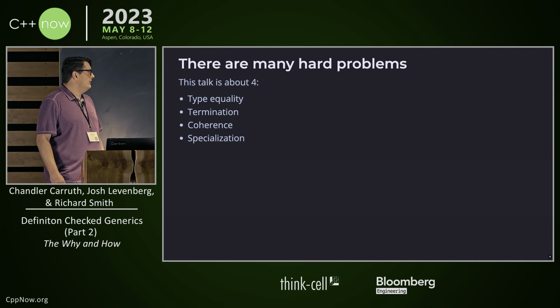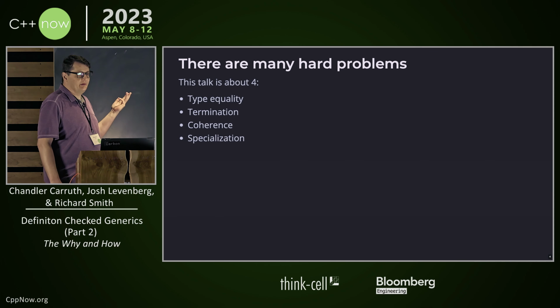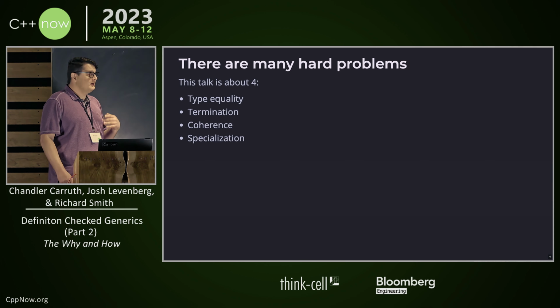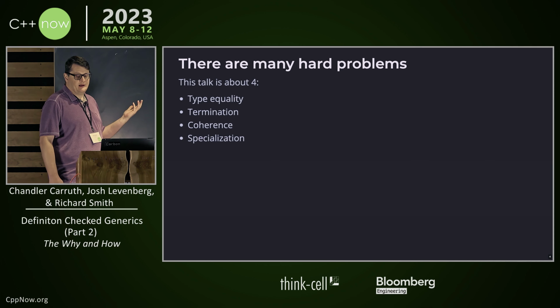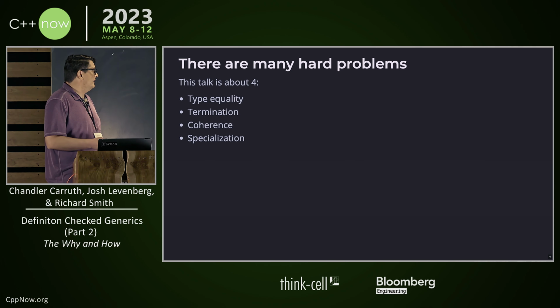So we're going to focus on 4 hard problems in check generics. These are the type equality problem, termination, coherence, and specialization. And we're going to explain what each of these means when we get to it, why it's hard, how it's handled by the generic systems in Swift and Rust, and how we approached it in Carbon.